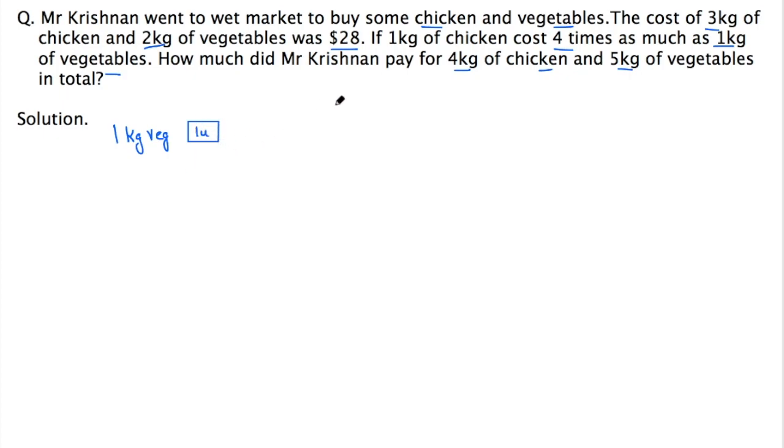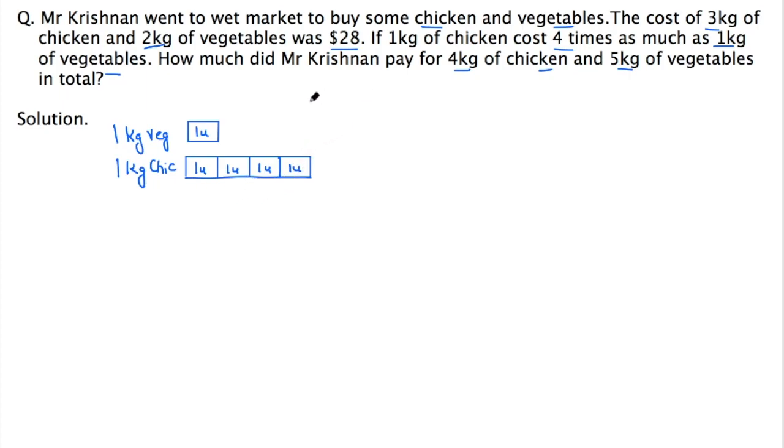Now, what will be the cost of 1 kg of chicken? Since it's 4 times, it should be, for chicken, let's just write CHIC, 4 units. So let's draw it quickly: 1, 2, 3 and 4. So this is the cost of 1 kg of chicken, which is 4 units.